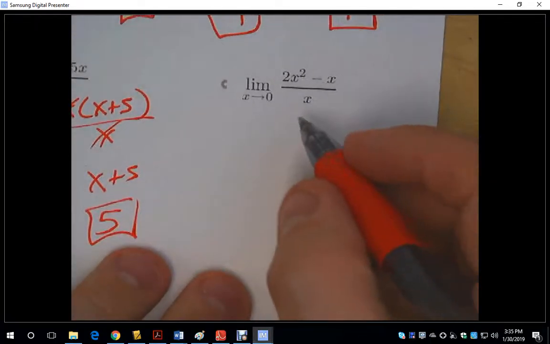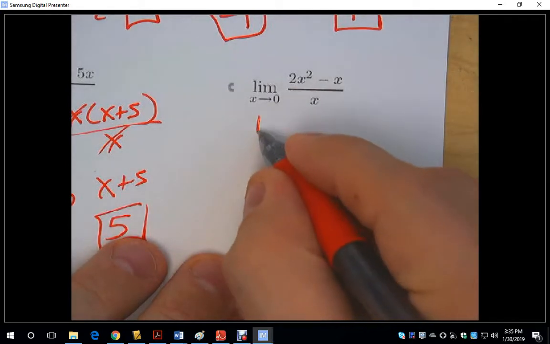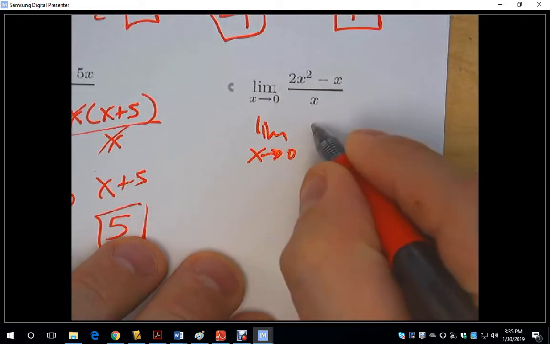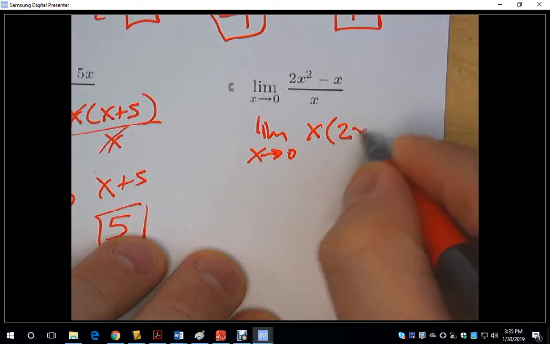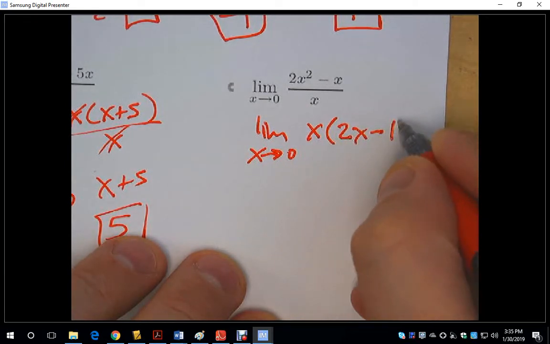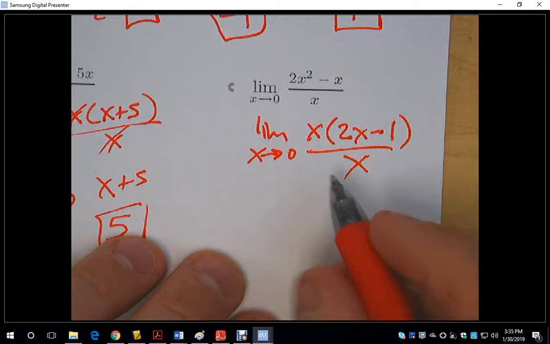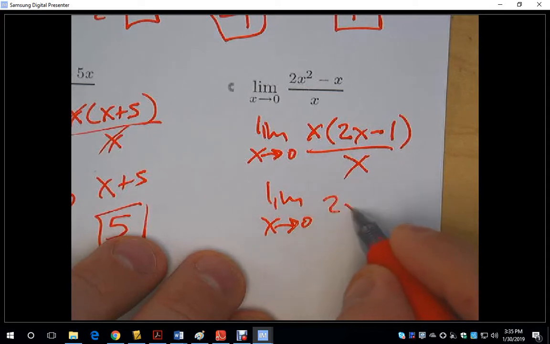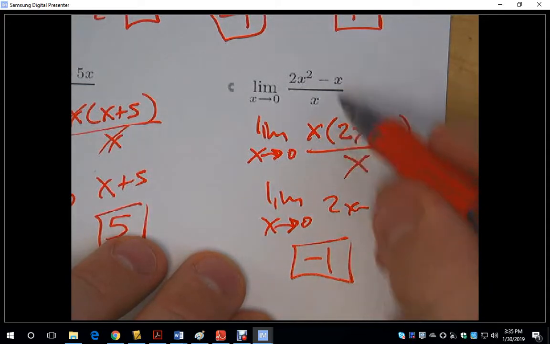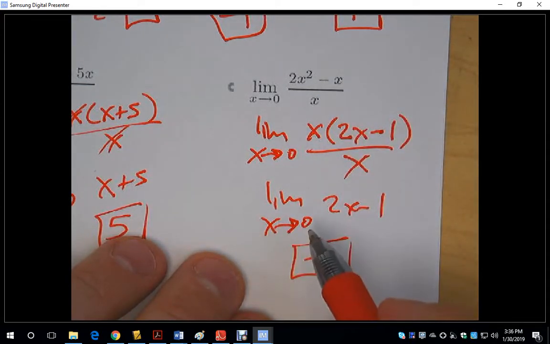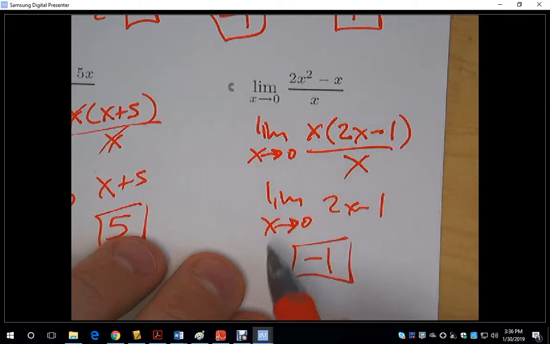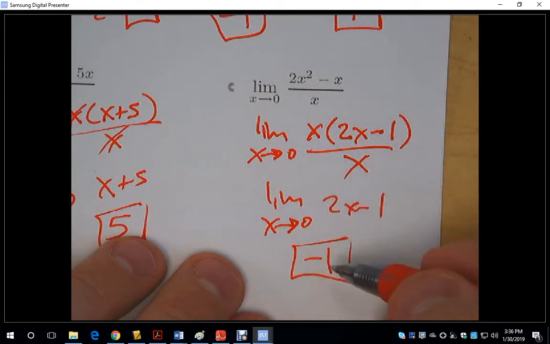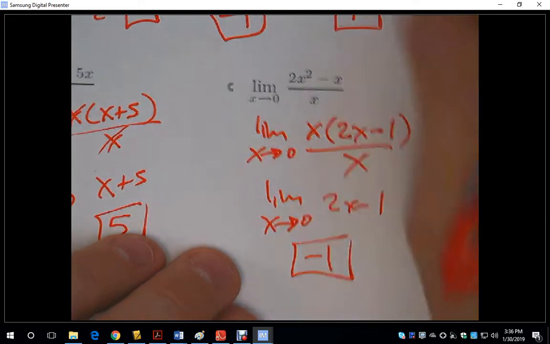So do the same thing with this one. I'm going to factor out an x in the numerator. That gives me the limit as x approaches 0 of x times 2x minus 1 over x. And these x's divide out. That gives me the limit as x approaches 0 of 2x minus 1. And I'm going to plug in the 0. That gives me negative 1. So if I graph this, you're going to see that when x is 0, the function's undefined, there'll be a hole in the graph. So we're going to say when x approaches 0, then our limit is that our y approaches negative 1.